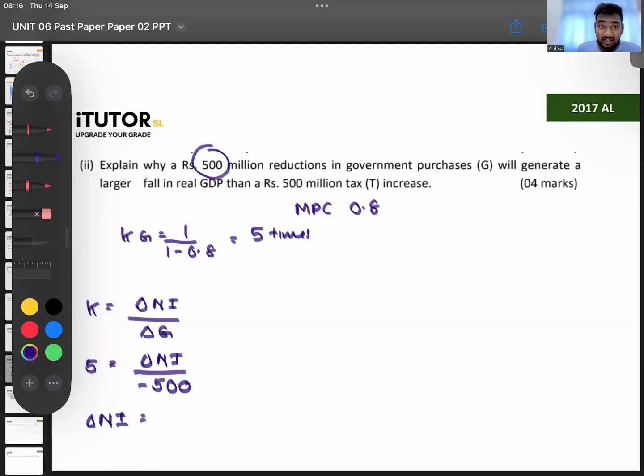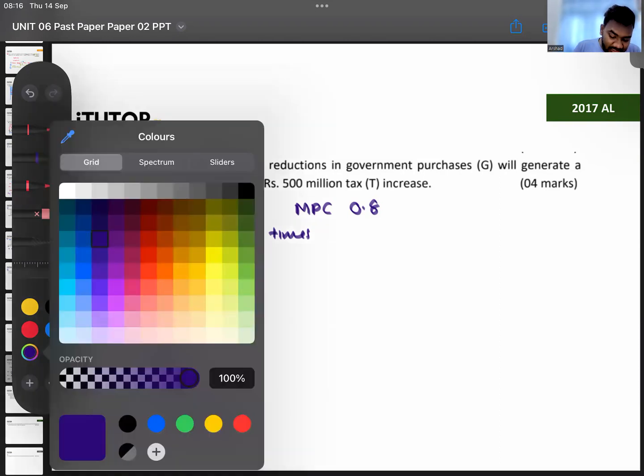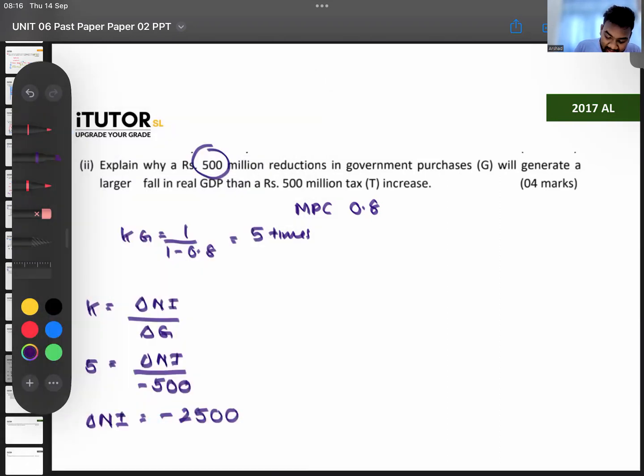My national income will fall by 2,500. If I reduce government spending by 500, national income will fall by 2,500. On the same side, guys, can you tell me what happens if I do the tax thing instead? Can you tell me what is my KT?